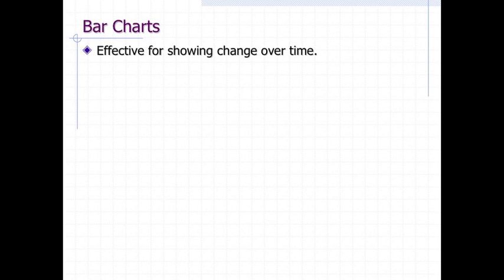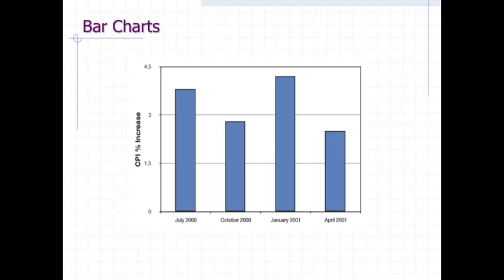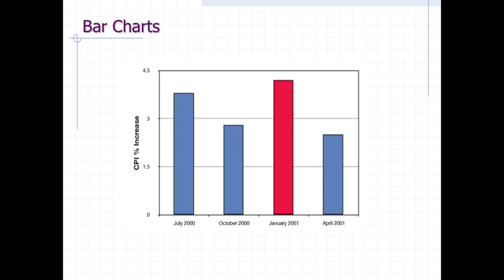The next example will show that bar charts are very effective for showing change over time. Here you see the percent increase in the Consumer Price Index, CPI, over a 3 month period. The CPI represents how much typical consumer items cost. Which month showed the greatest increase? If you said January 2001, then you are correct. The smallest increase was in April. This bar chart makes the percent increases in CPI and their changes over time very clear.